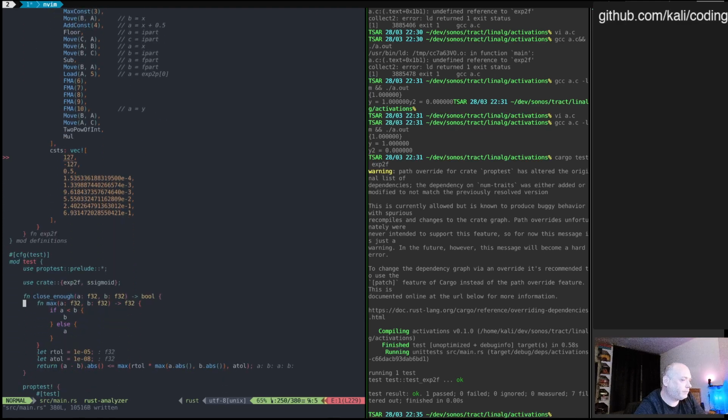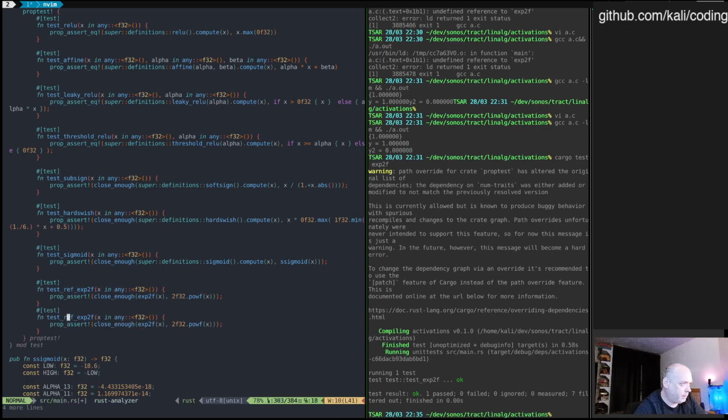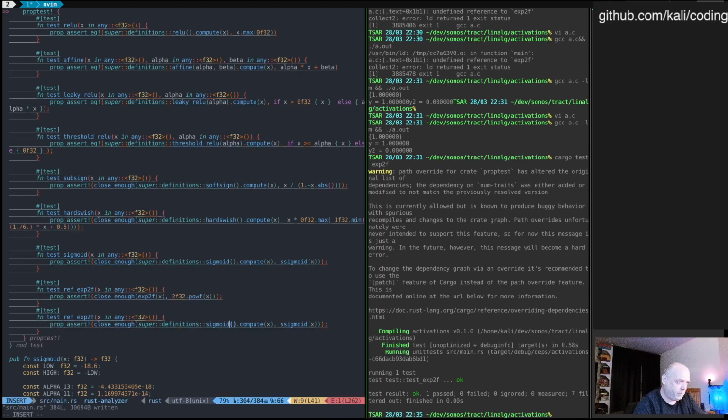And then I'm going to write a test. So this was for the reference, and now I'm doing the same with, let's pick this one, sigmoid, so it's exp2f, and I'm comparing to 2 f32 power f of x, and it's not ref, it's vm.